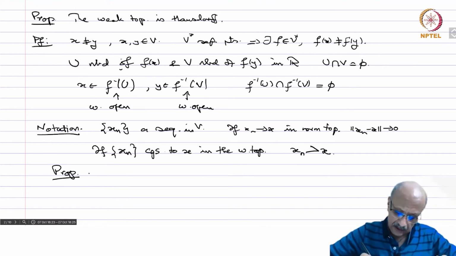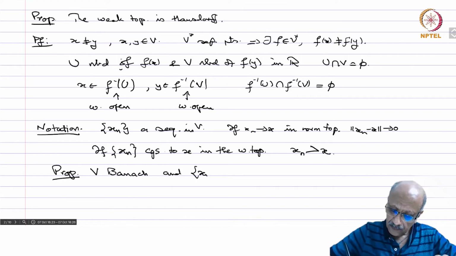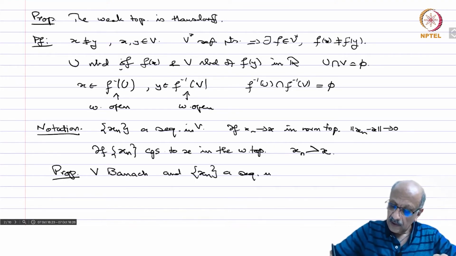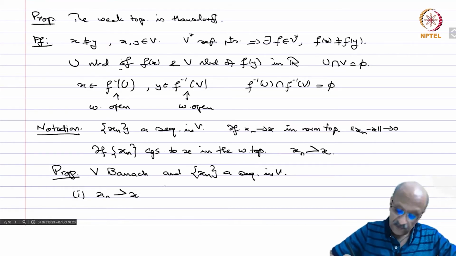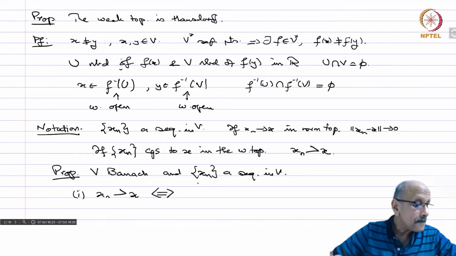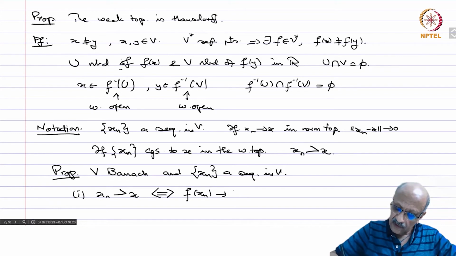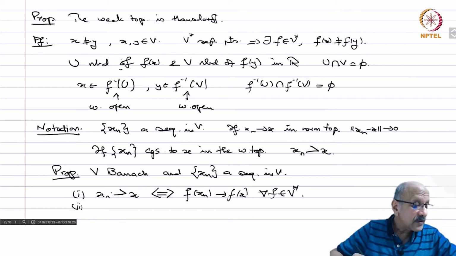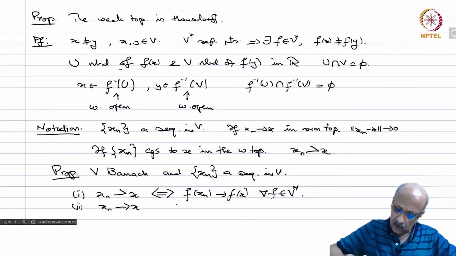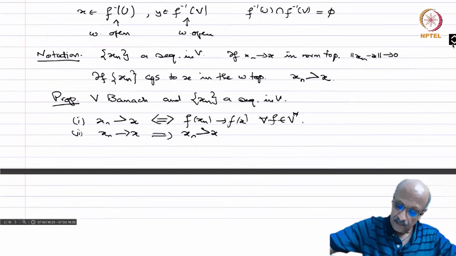Okay. So now we have another proposition. Let V be Banach and x_n a sequence in V. 1. x_n converges to x weakly if and only if f(x_n) converges to f(x), this is in the real line or complex plane, for every f in V*. 2. x_n converges to x in norm implies it converges weakly as well. So the norm topology is stronger.